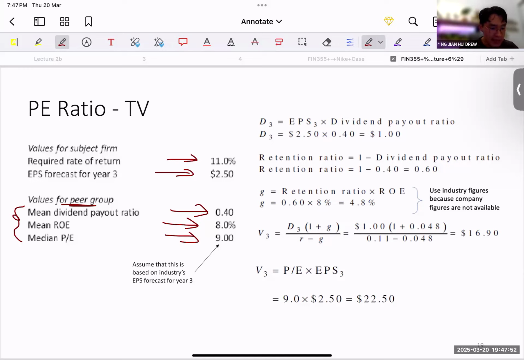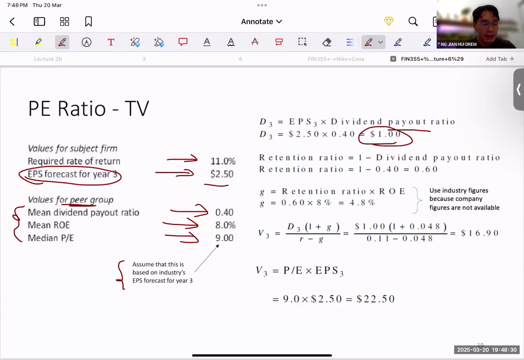There's a small comment here. Assume that this is based on the industry EPS forecast of 3 years. So they calculate the median PE using the earnings per share for 3 years. Based on this data, we know that earnings per share forecast for 3 years is $2.5. We multiply it by the normal payout ratio, and so we get a dividend in year 3 of $1.